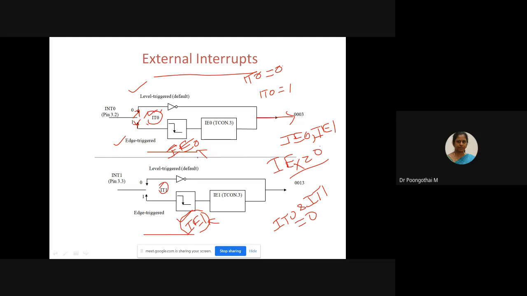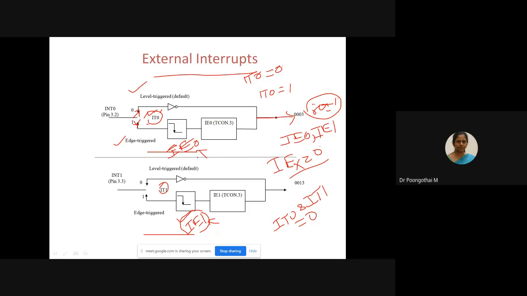So level triggering and edge triggering can be selected by using IT0 and IT1. If it is 0, the signal is a level triggered signal. That signal is inverted in order to activate your external interrupt signal. So it will interrupt your 8051 and your ISR will be executed.